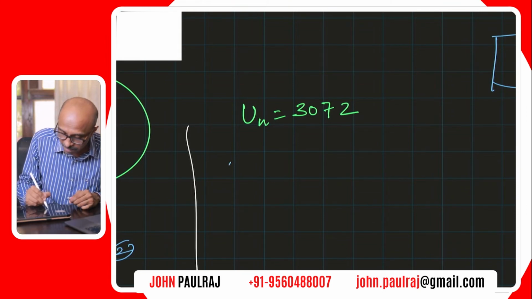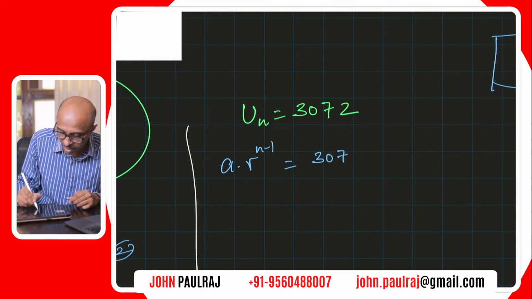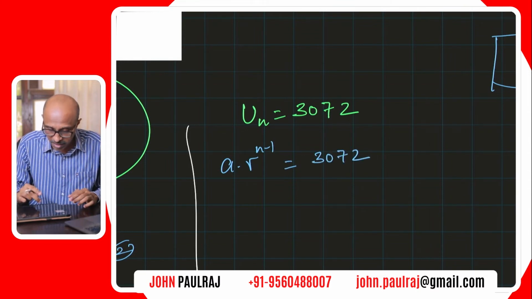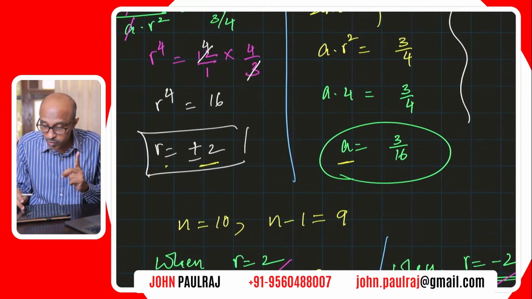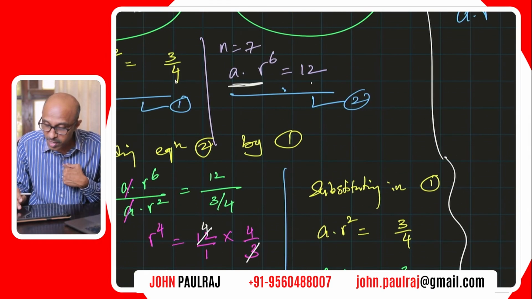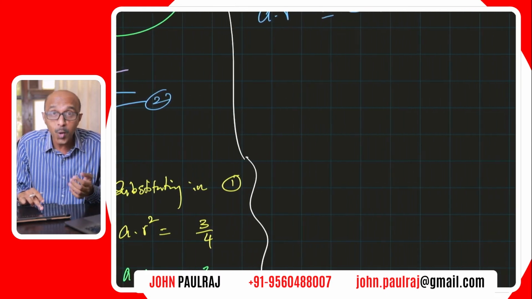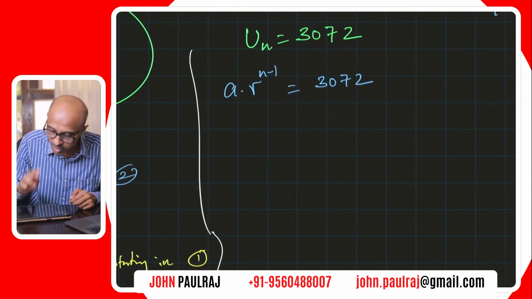So we've got a times r to the power of n minus 1 is equal to 3072, and that is what we are going to solve for n. We have already found the value of a as 3 over 16, and the value of r is plus 2 and minus 2. I'm going to do it for plus 2, and r equal to minus 2 is homework. Yes, there is homework. Okay, so you've got to try it out for homework.